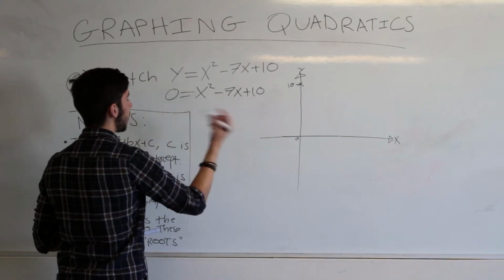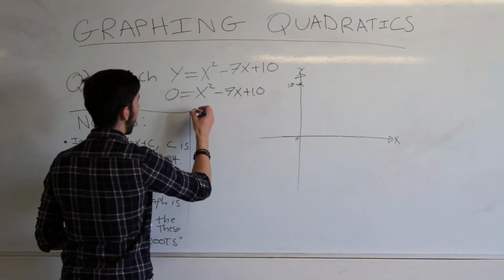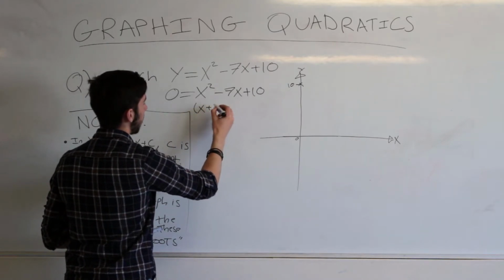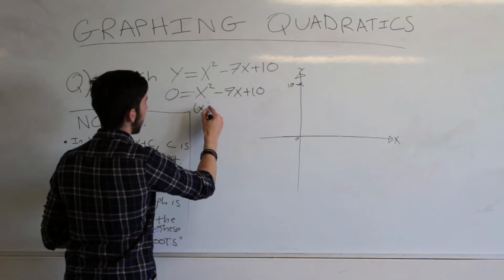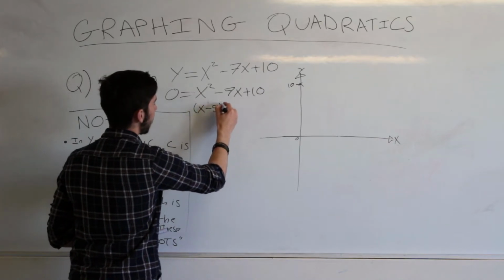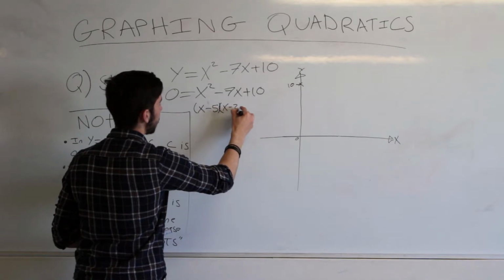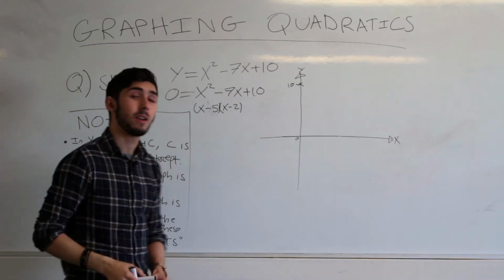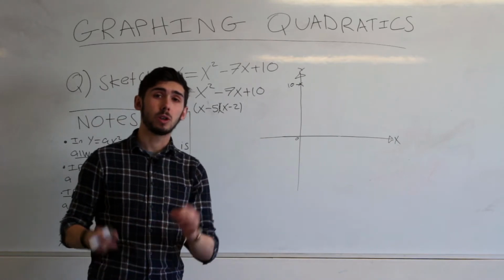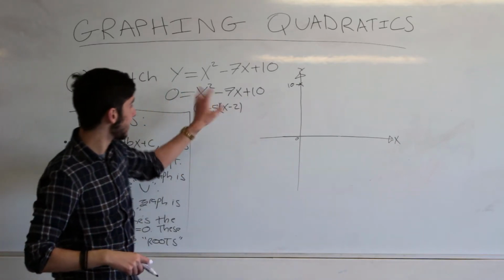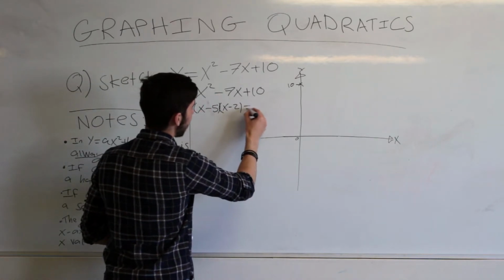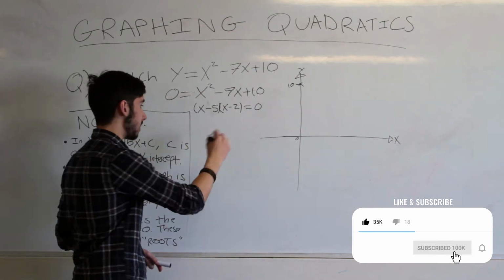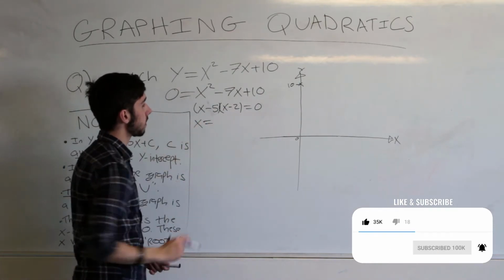So, let's factorize: two numbers that multiply to make 10 and add to make minus 7. That's going to be x minus 5 and x minus 2, because minus 5 times minus 2 is positive 10, and minus 5 plus minus 2 is negative 7. So it satisfies. That is still equal to 0, even though I've written it on the other side. It's still equal to 0, which means, what are our points?